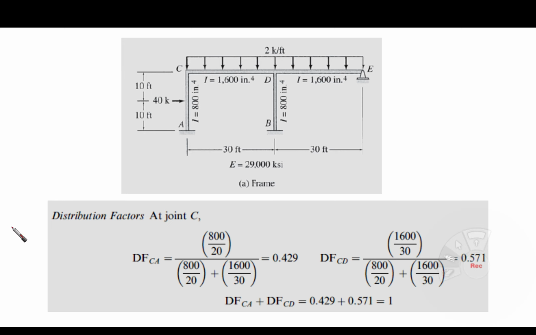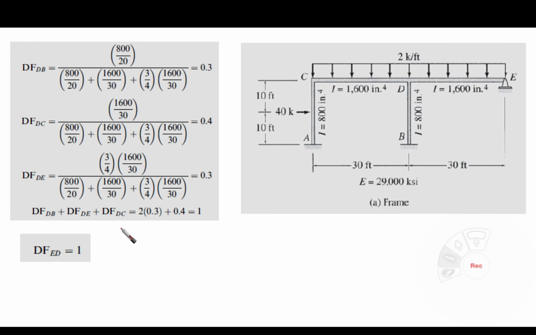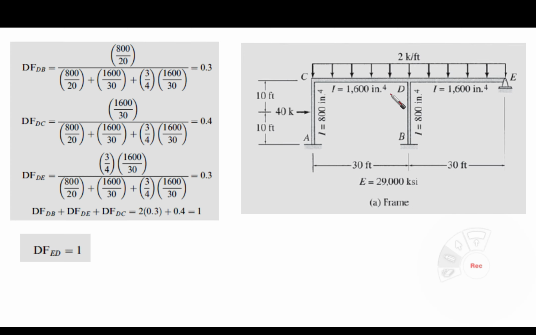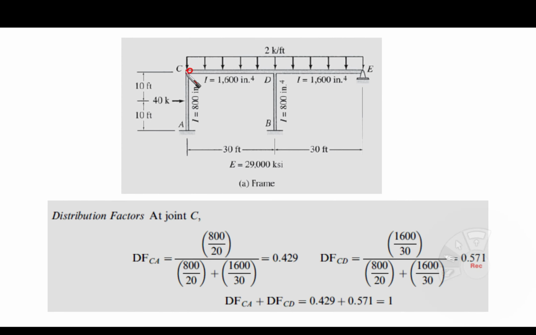The first step, as we have done it many times before, is the distribution factor. We need to look at the distribution factor at 2 different points. Okay, so we have distribution factors at joint C, and we are going to have a distribution factor at joint D. So we are going to look at these joints and calculate the distribution factors for them.